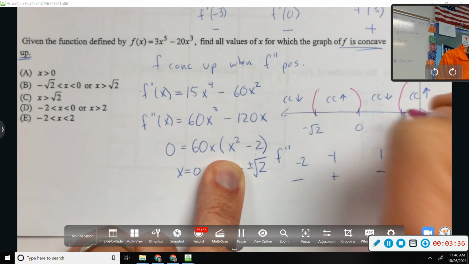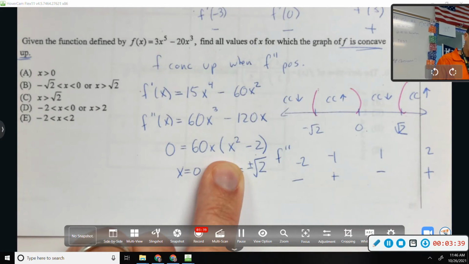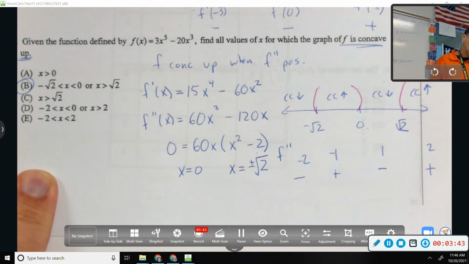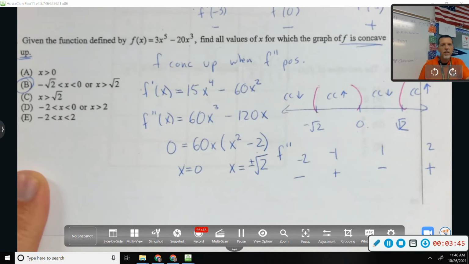And now the question said, where is it concave up? Right there and right there. So negative 2 to 0 and greater than negative square root of 2 to 0 and greater than square root of 2.